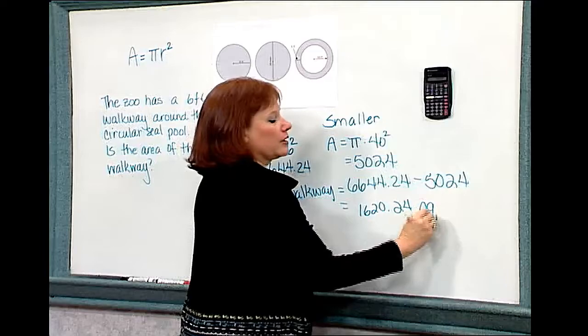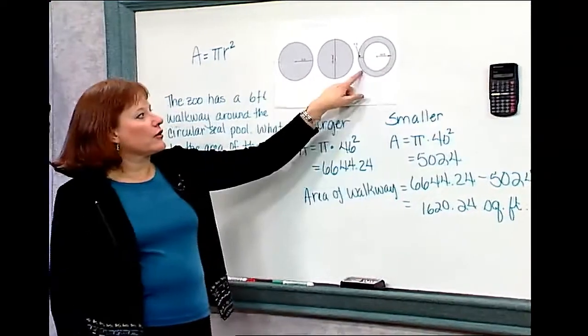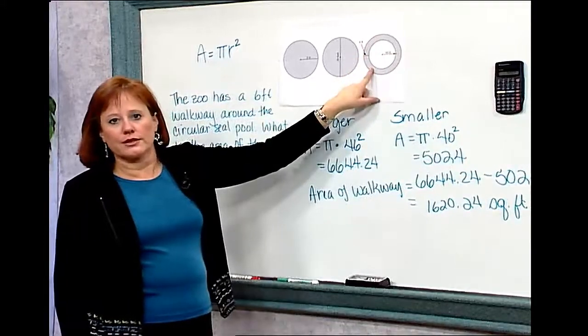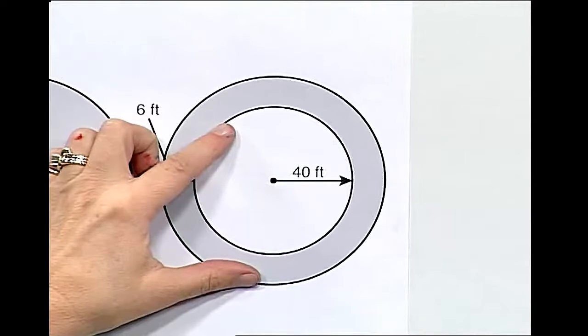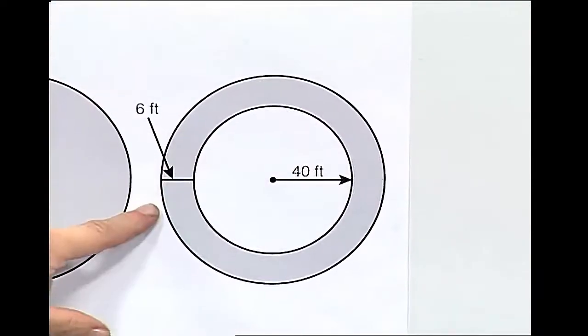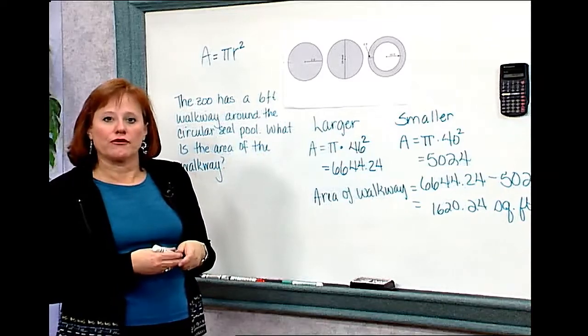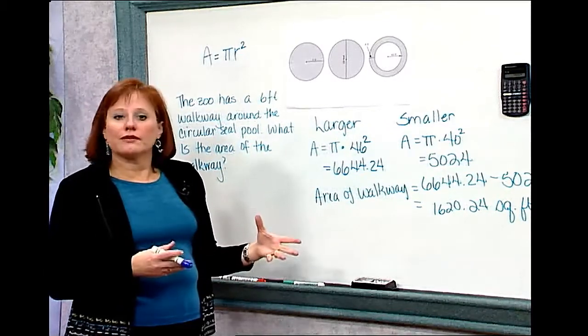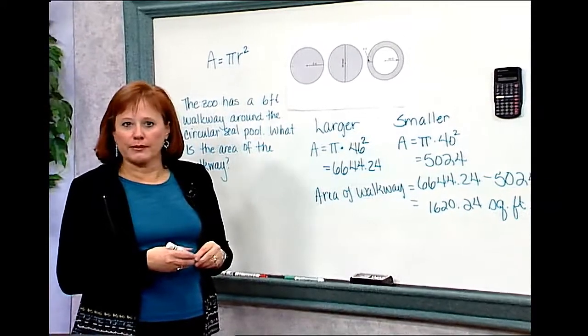1,620.24 square feet. I need to remember exactly what it is I've found. I have found the area of the walkway going around the seal pool. I took the area of the larger circle minus the area of the smaller circle, which left the area of the surrounding walkway, which is 1,620.24 square feet. Using problem-solving skills in tandem with the area formula can help you to solve many more complicated problems.